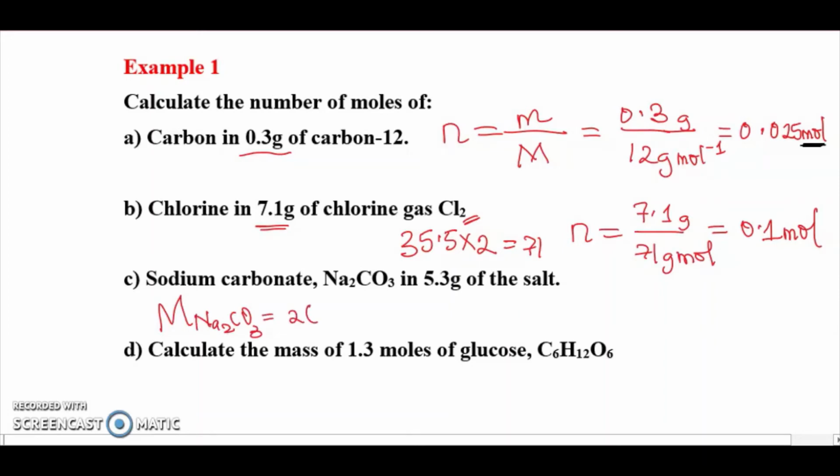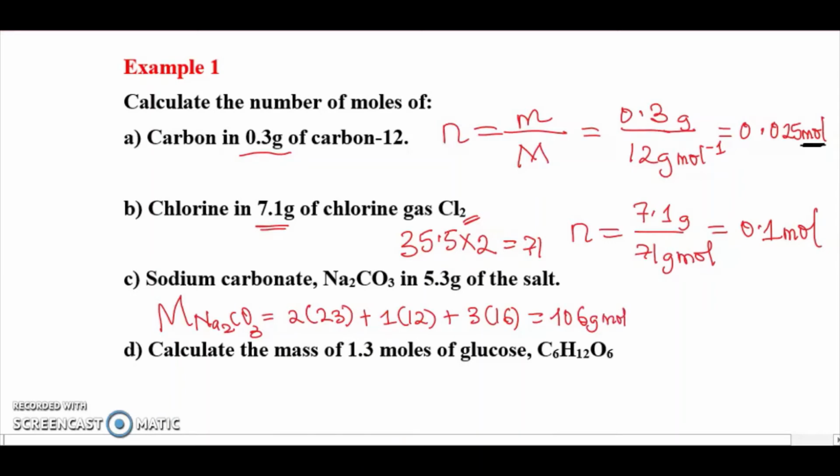We have 2 atoms of sodium. Sodium has a relative atomic mass of 23, plus we have 1 atom of carbon. So we have 1 times 12. 12 is the relative atomic mass for carbon. And oxygen, we have 3 atoms of oxygen. 3 times 16, the relative atomic mass of oxygen. That gives us 106 grams per mole. That is the molar mass of sodium carbonate.